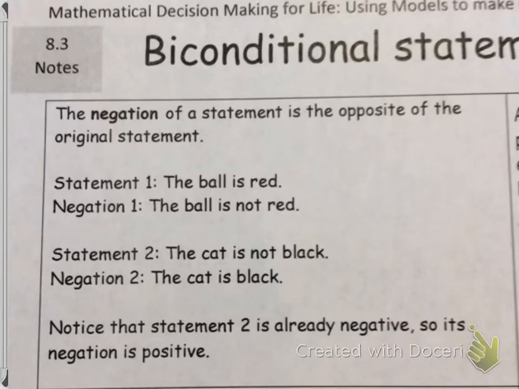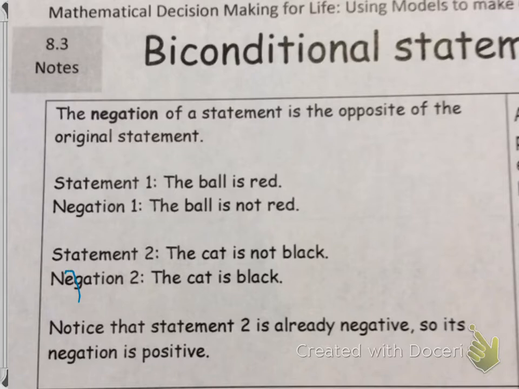This is Note-Taking Guide 8.3 for Mathematical Decision Making for Life. Today we're going to talk about something called biconditional statements. And then we're going to talk about the symbols that go along with these kinds of theories that we've been talking about. So let's just start with some examples of what we're talking about today.